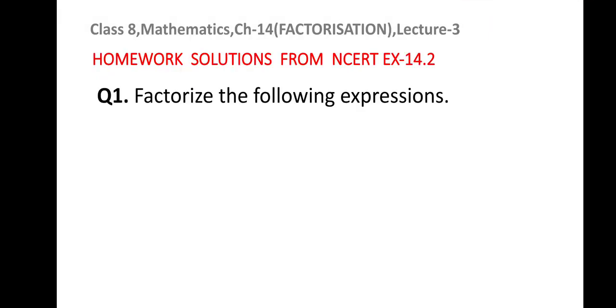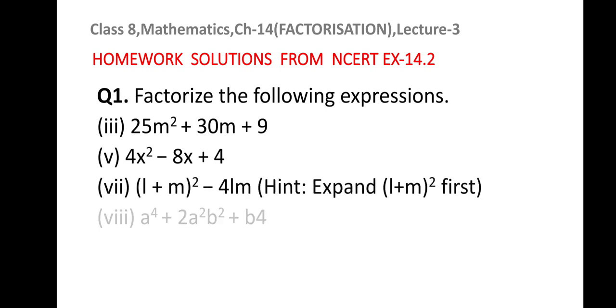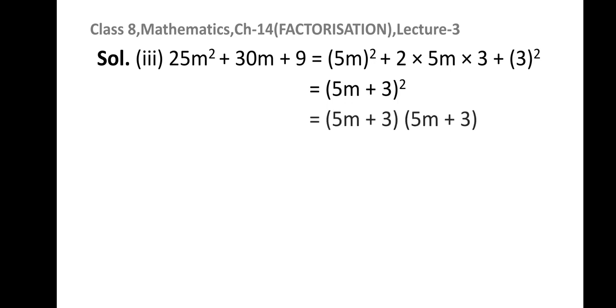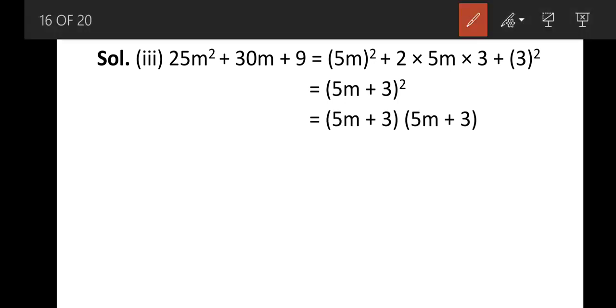Now coming to homework solutions of exercise 14.2, question number 1. Factorize the following expressions. These are the parts which I will be discussing. These 4 parts I will discuss. Let us discuss third part first. I am showing you the steps, then I will be explaining the steps. 25m square can be written as 5m whole square. Plus, everywhere plus sign is there, and these two are squared, so we can use identity number 1.